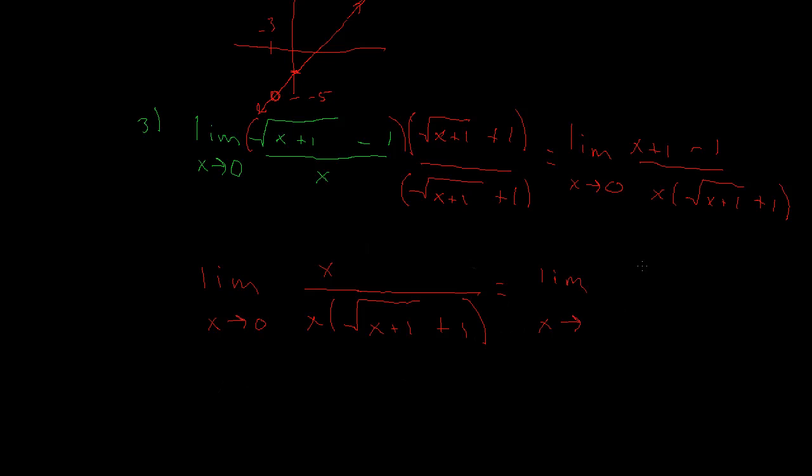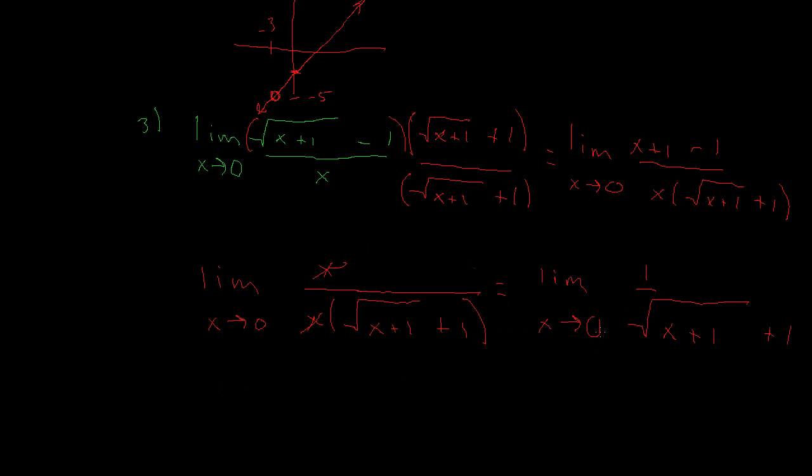So I'm going to rewrite this. Now, if you like the word cancel, if you want to do this, that's fine. If you cancel these guys out, you're not left with 0 up top. You're left with 1. And down below I have the square root of x plus 1 plus 1.